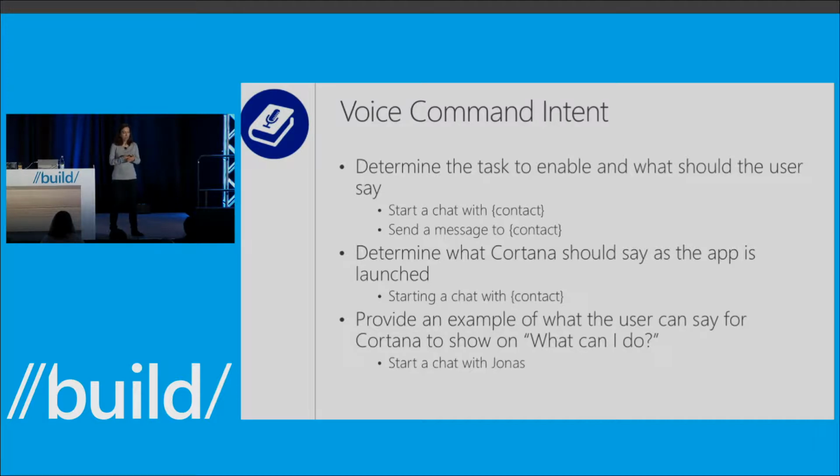Once you determine the Cortana feedback, you have to pick an example for Cortana to show when the user is asking, "What can I do?" for that application. And that example needs to be the most meaningful in the context of your different choices for saying the command. That is important because this is how users will learn and know what to say to the application.